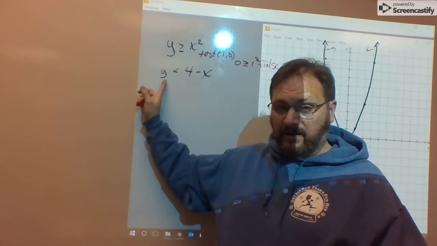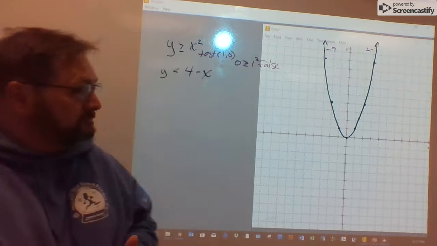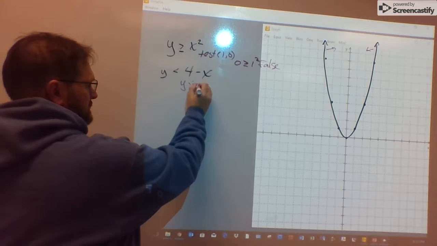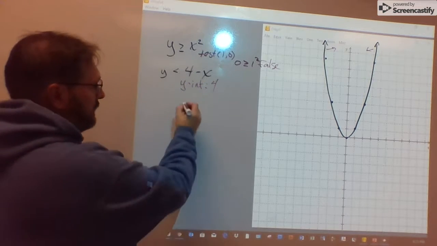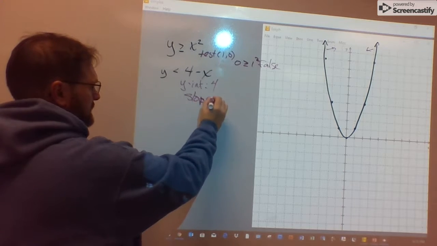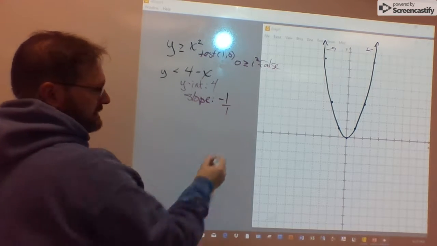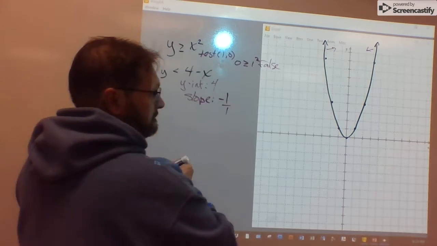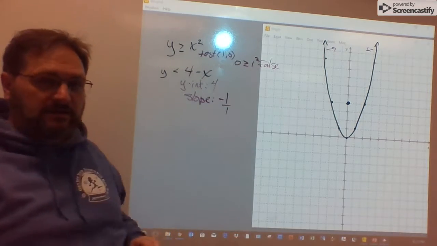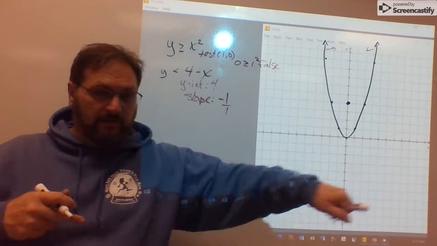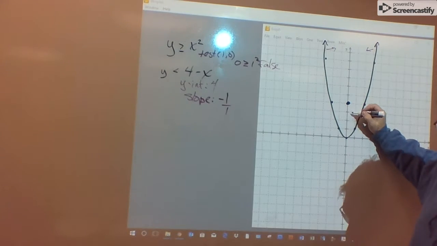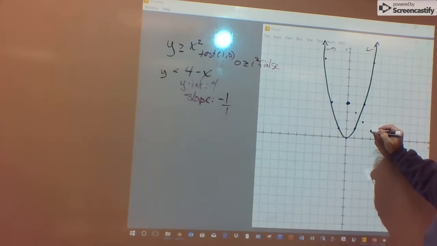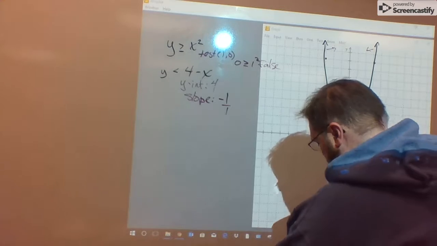But we have another boundary. Let's deal with it. This one is in slope-intercept form. We have a y-intercept of 4. The slope is negative 1. As a fraction, it'd be negative 1 over 1. So start with the y-intercept of 4. Negative 1 slope means down 1, right 1. Down 1, right 1. Down 1, right 1. This is a dashed boundary.